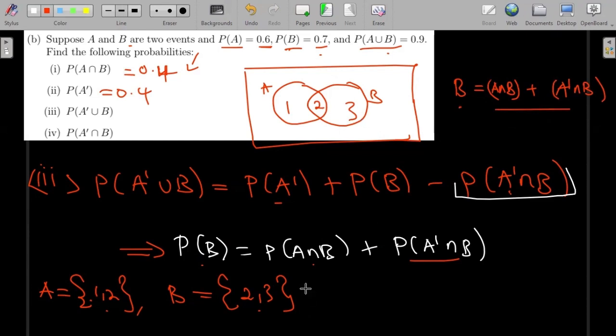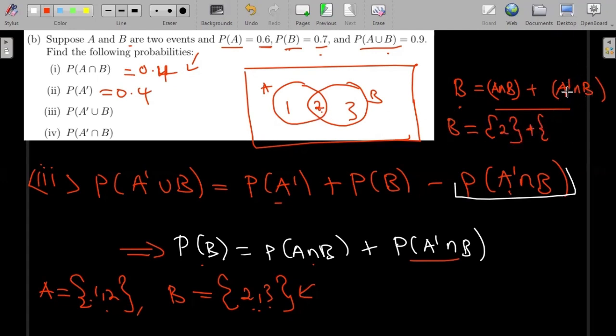So B, we know what it is. Let's see if A intersection B plus A complement intersection B is going to give me the set B. B contains 2 and 3. What is A intersection B? A intersection B is just this 2 here. So I'll write the 2 as a set, and then plus I also have another set here.